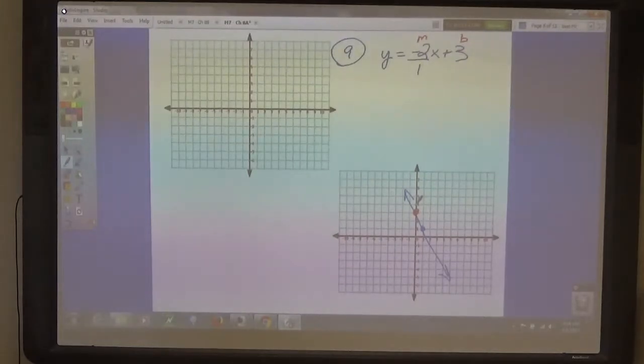Okay? Any questions on this? Make sure you put arrows on the lines. And finish this worksheet. Do 6, 7, 8, and 10 for tomorrow.